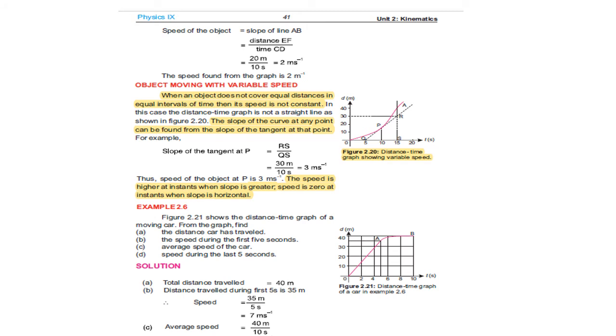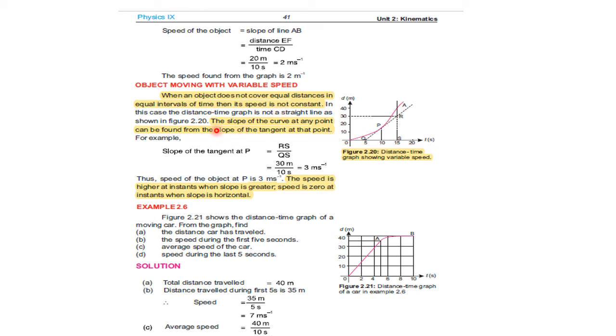Now open page number 41, object moving with variable speed. Mark the first line. When an object does not cover equal distances in equal intervals of time, then its speed is not constant.